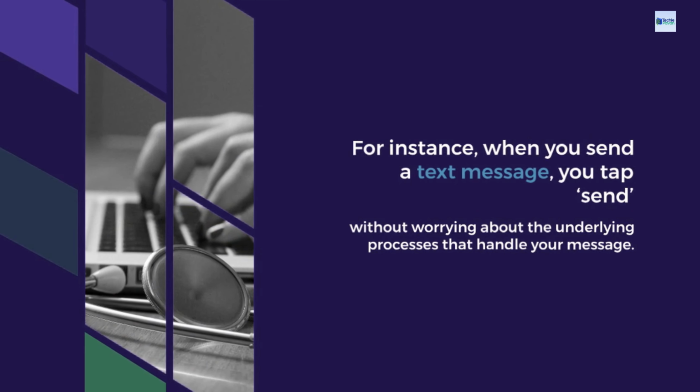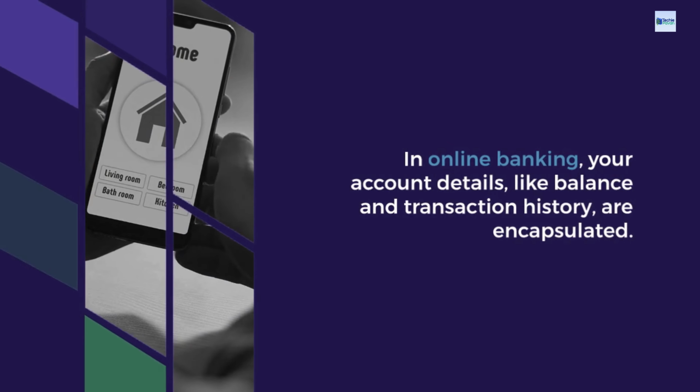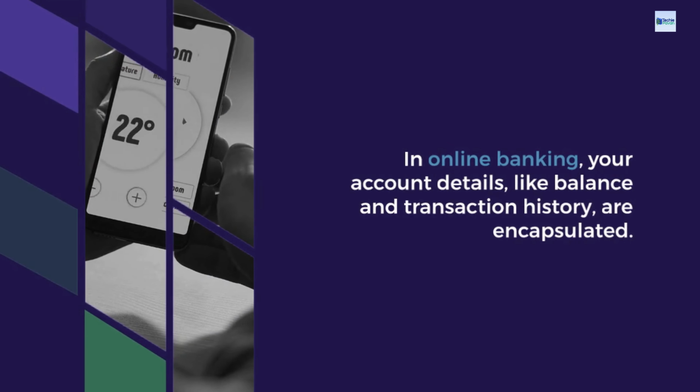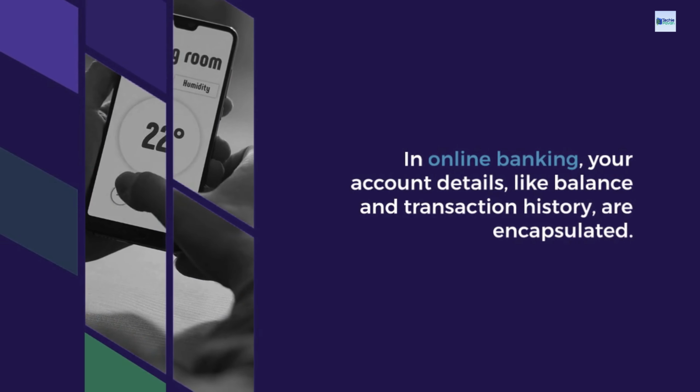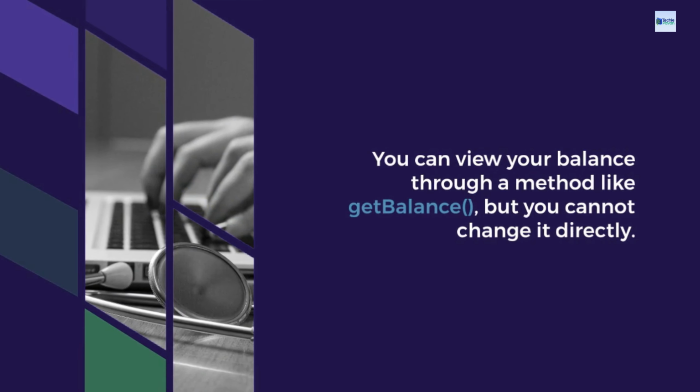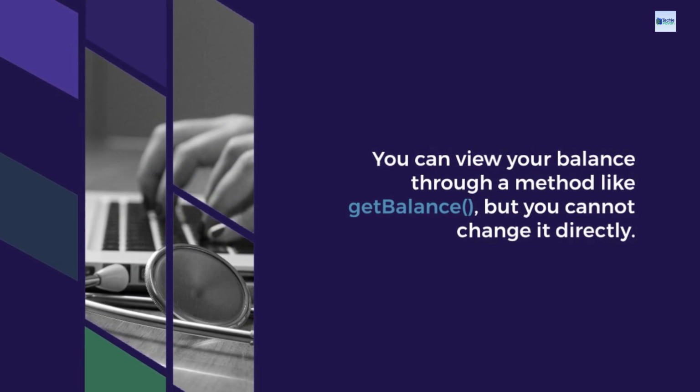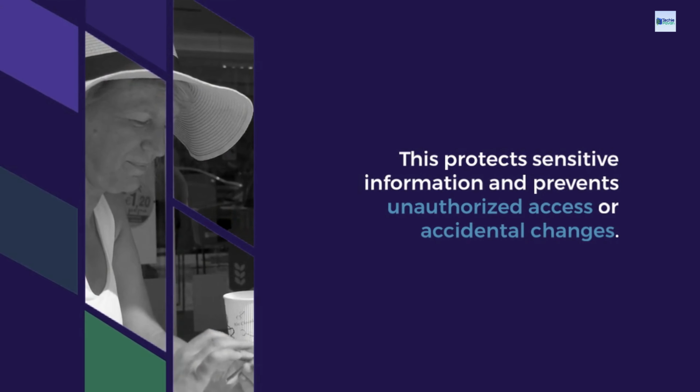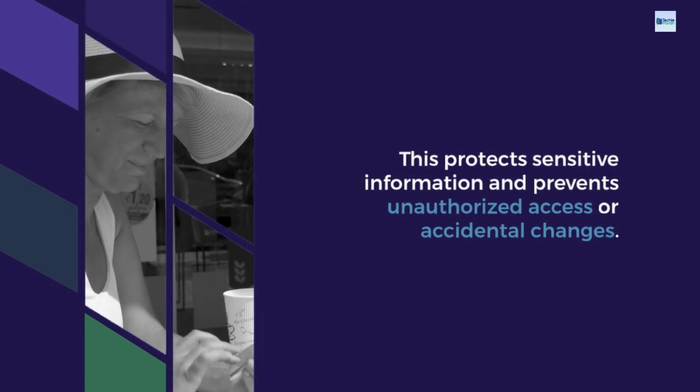For instance, when you send a text message, you tap Send without worrying about the underlying processes that handle your message. In online banking, your account details, like balance and transaction history, are encapsulated. You can view your balance through a method like getBalance, but you cannot change it directly. This protects sensitive information and prevents unauthorized access or accidental changes.